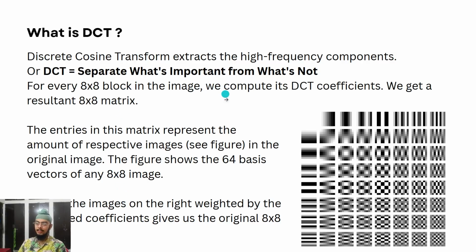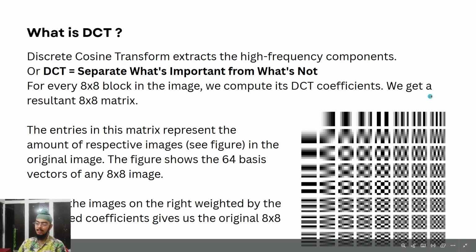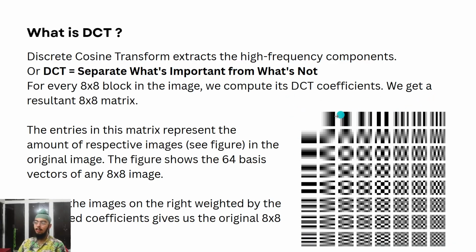Let's talk about what DCT is. DCT is the discrete cosine transform and it helps us separate what is important from what is not. For example, we have an 8 cross 8 block image and we want to find its components. Let's consider a 64-dimensional vector space. Each 8 cross 8 block will lie in that vector space. What are the basis vectors for that vector space? These 64 vectors which you see over here are the basis vectors for that particular vector space. Now every 8 by 8 image block can be represented as a linear combination of these.